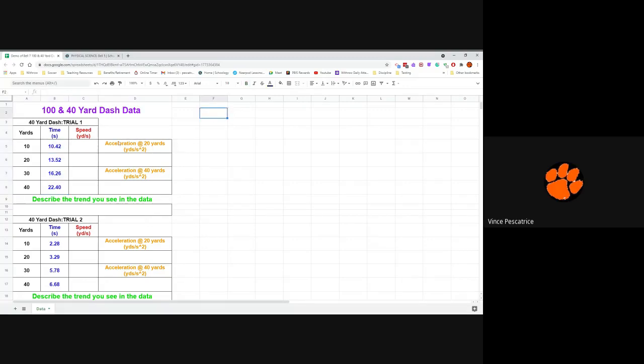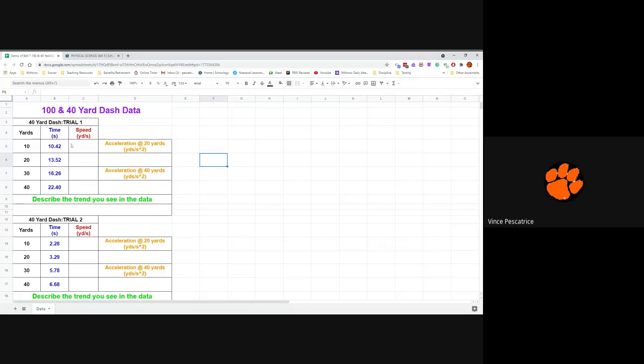The whole point of this lesson is to focus on distance and time and how that can make your speed, and then how your speed changes over time, which gives you acceleration. So I'm going to show you how to calculate the speed first, and then we're going to calculate acceleration. I'm going to show you how to do a couple graphs, and then we're going to make sure we answer this one. Describe the trend. It's really important that you describe the trend, because that is part of the assignment.